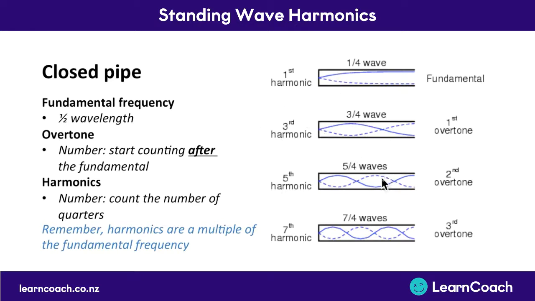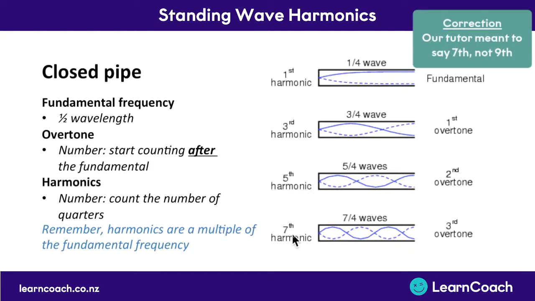The next most complex one, the second overtone, is 5/4 or 1.25 wavelengths. This is 5 times the initial quarter, the fundamental frequency, so it's called the fifth harmonic. So with closed pipes, we go from first to third to fifth to seventh, so we only count harmonics in odd numbers, and this is the exception to the rule.